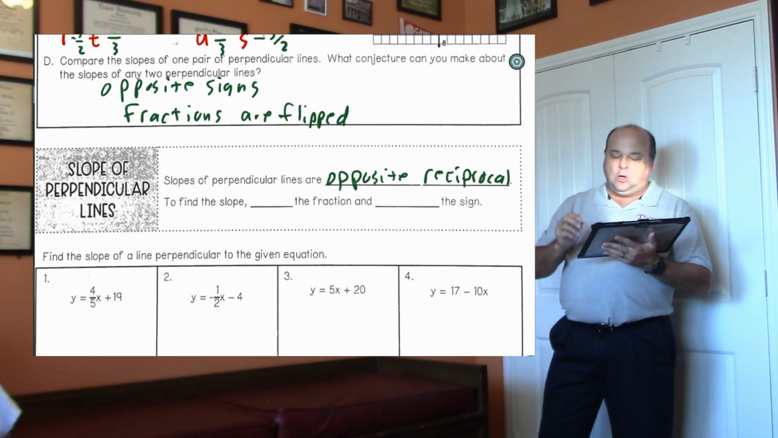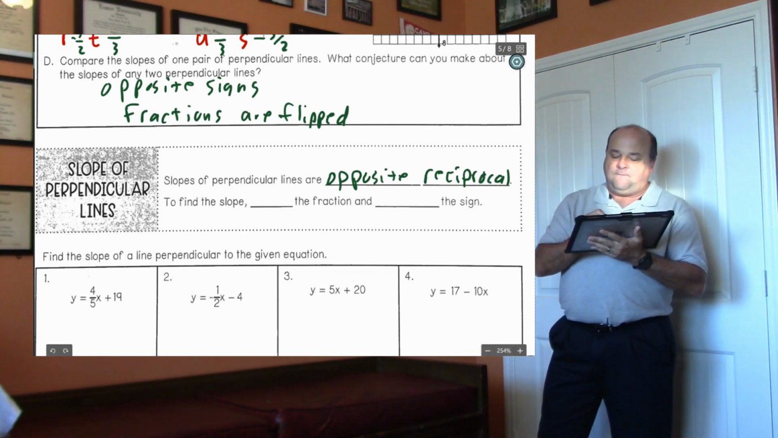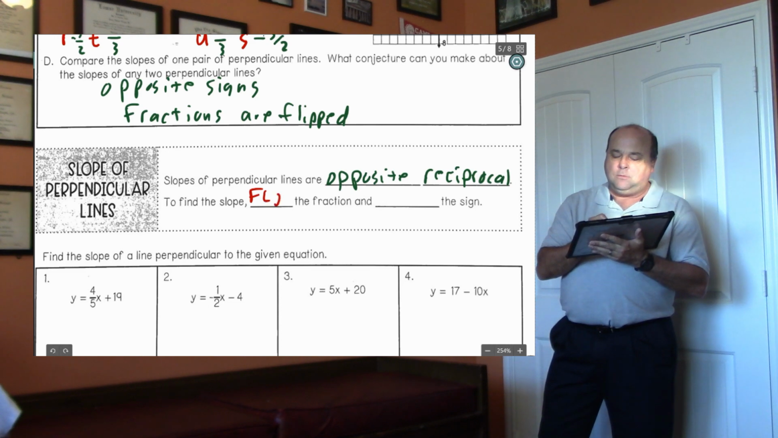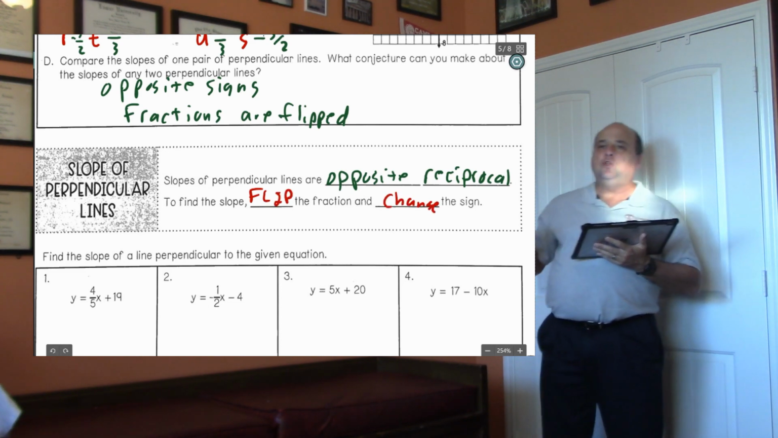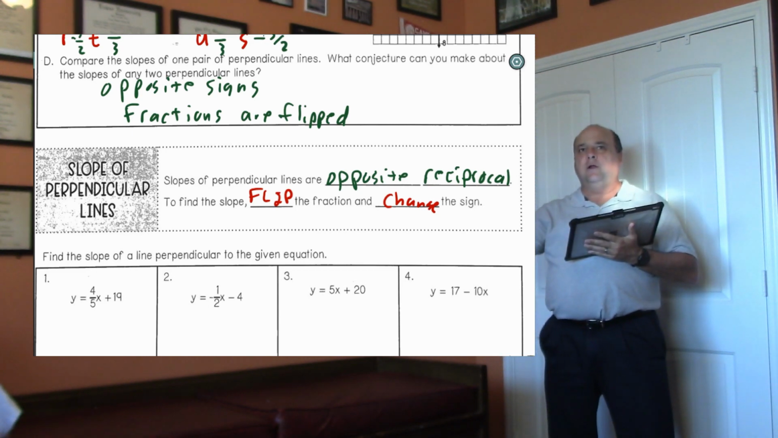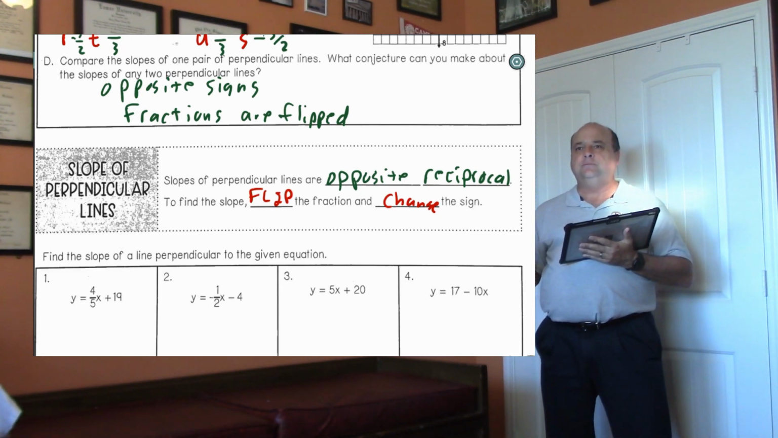Okay, to find the slope, flip the fraction and change the sign. That's how you get perpendicular slopes. So you're going to flip the fraction and change the sign.